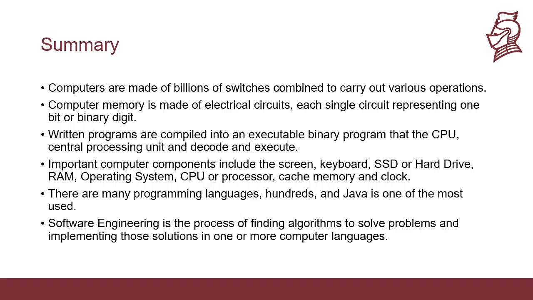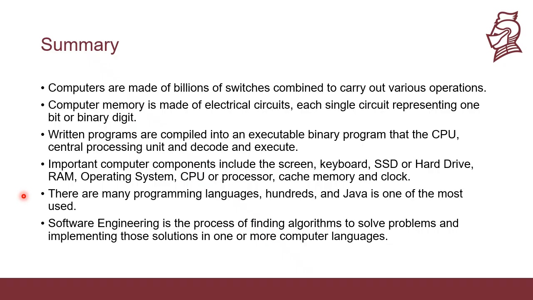So what did we cover here? Computers are made of billions of switches combined in circuits to carry out various operations. Computer memory is made of electrical circuits, each single circuit representing one bit or binary digit. Written programs are compiled into executable binary code that the CPU or central processing unit understands, decodes, and executes. Important system components include the screen, keyboard, hard drives, SSD drive, RAM, operating system, CPU or processor, cache memory, clock.